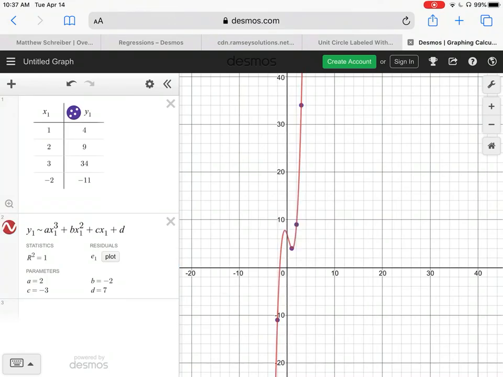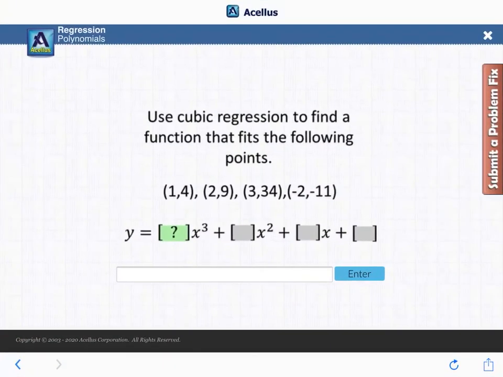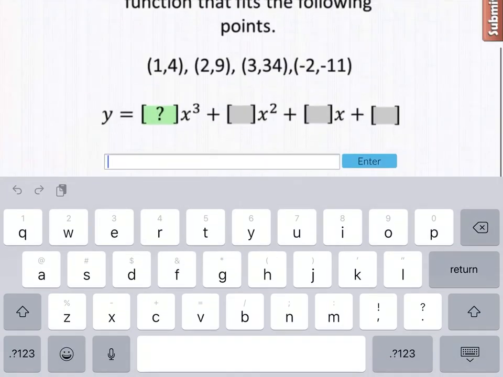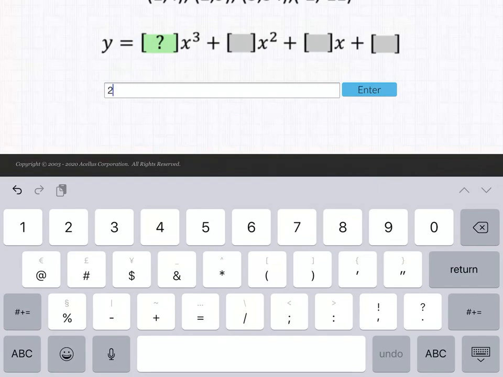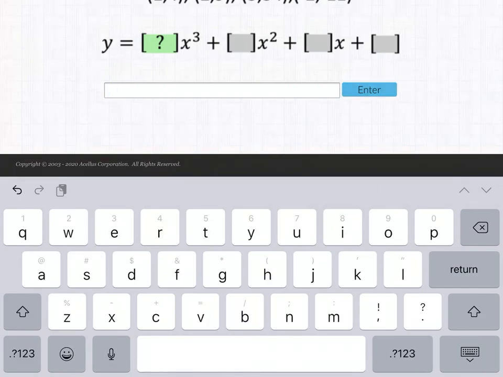It matches it perfectly. So it gives me my parameters right here. My first coefficient a equals 2, second coefficient b equals -2, c equals -3, and then my constant is 7. So I just need to go back and plug those in. I'll go back. So right here, my first answer, I believe it said a was 2. And then I would hit enter. Okay, hope that helps.